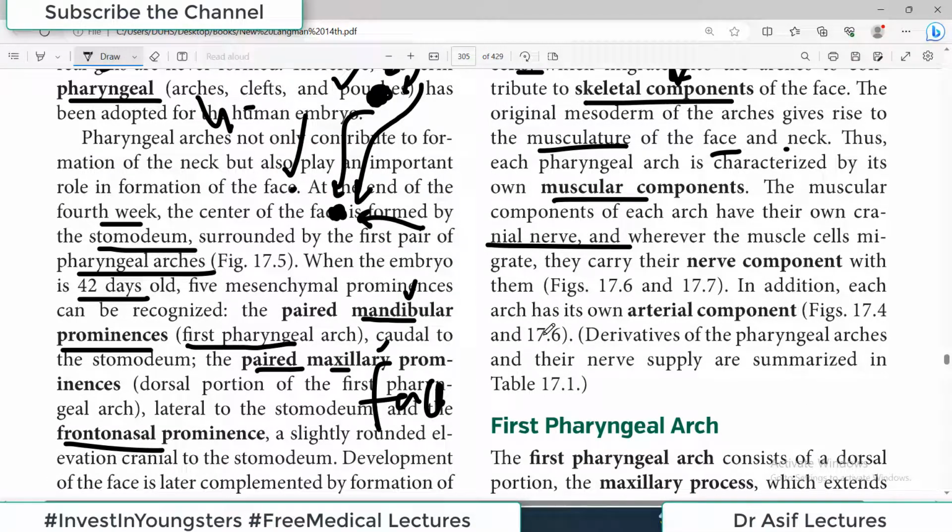ठीक है. In addition, the arch also has its own arterial component. और इसका कहने का सिंपल मतलब ये इस पूरे पैराग्राफ का कि हर pharyngeal आर्च का अपना एक नर्व सप्लाई है, अपना एक आर्टीरियल सप्लाई है.